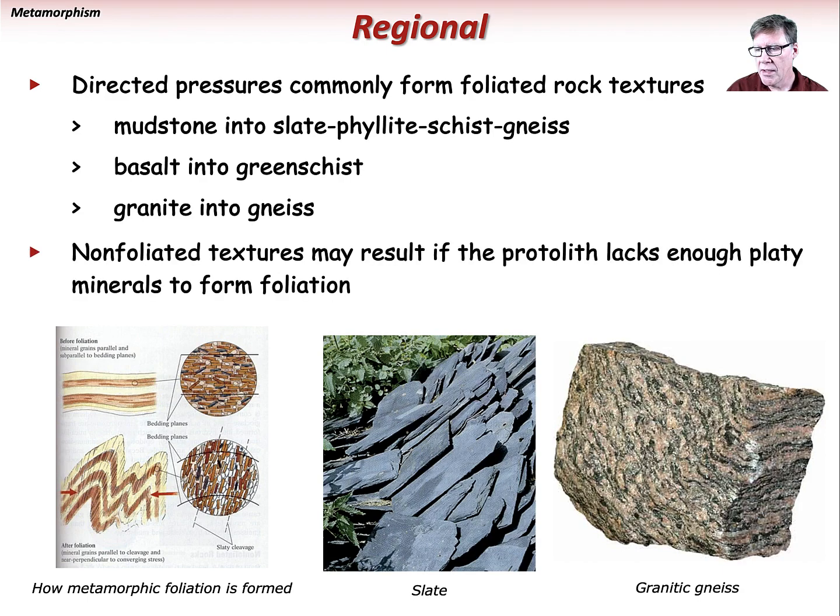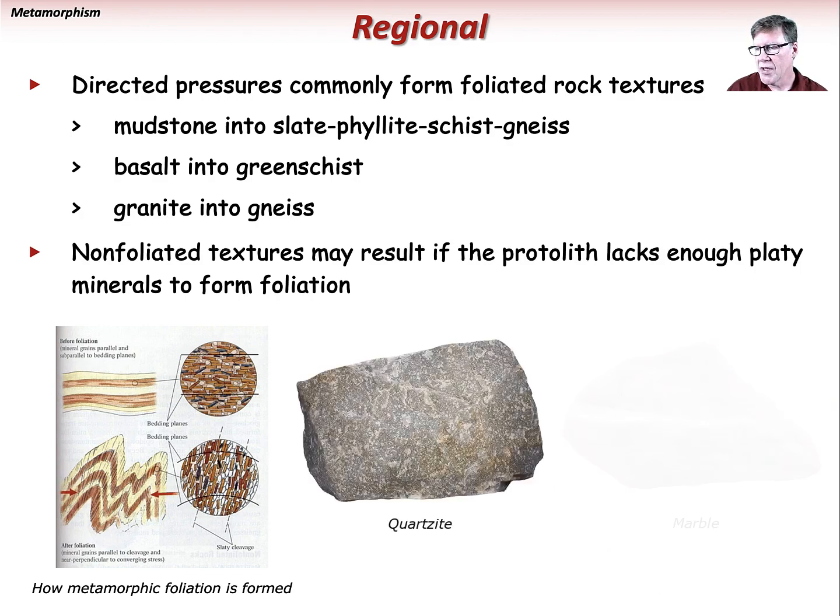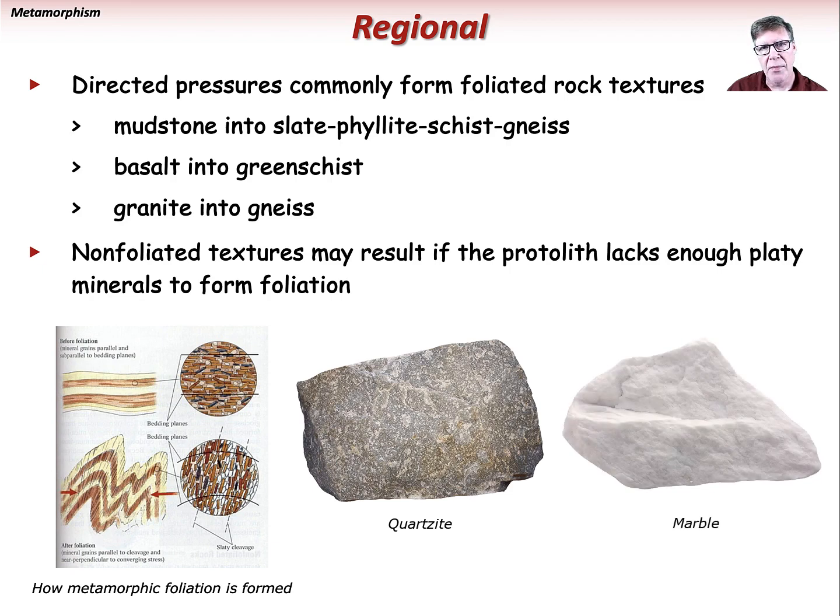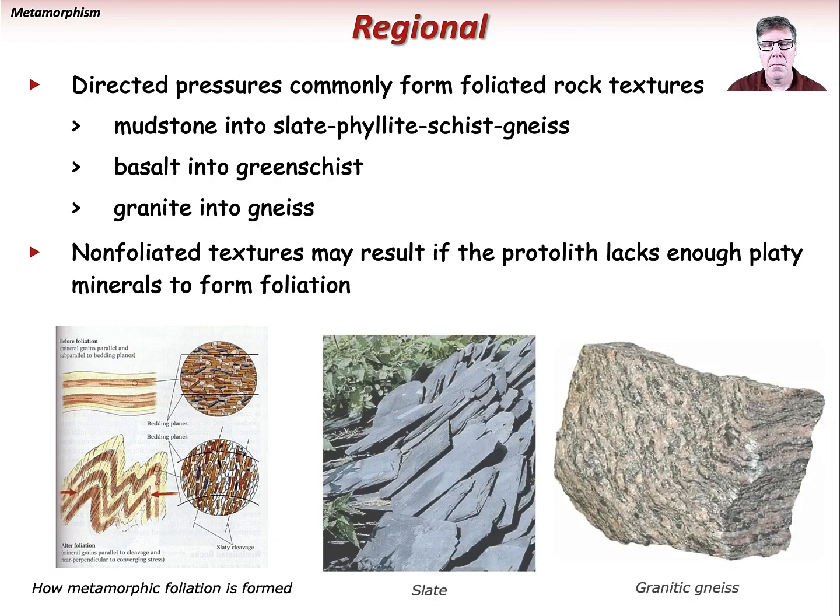It should be noted, again, that a non-foliated texture may result if the protolith lacks enough platy minerals to form foliation. Quartzite and marble are examples of non-foliated metamorphic rocks that can form from regional metamorphism. As with contact metamorphism, hydrothermal fluid activity helps drive the chemical reactions that alter pre-existing rock and create new minerals, like amphibole, pyroxene, garnet, sillimanite, kyanite, staurolite, you name it.